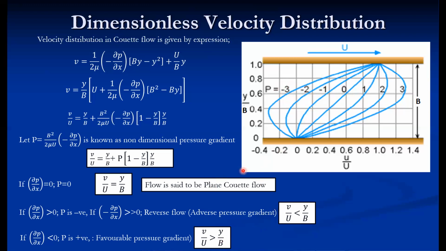So this is about the variation of velocity across one particular cross section in Couette flow. It is a slightly complex flow, where all three possible pressure gradients are there: zero pressure gradient, positive pressure gradient, and negative pressure gradient. And it all depends on the relative velocity between the plate and the flow.